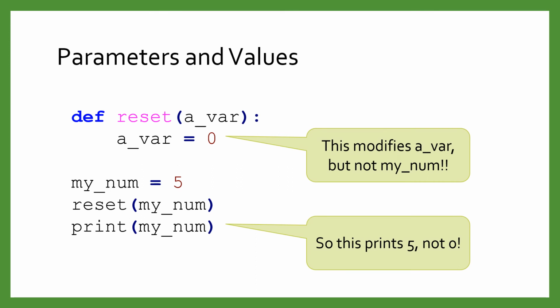Remember, variables are passed into a function call as values. When you manipulate the value of the parameter, you are not changing the original variable. That means that the code below prints 5 instead of 0.